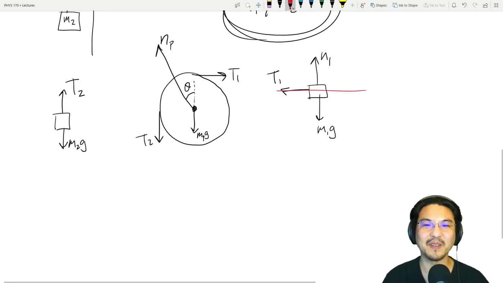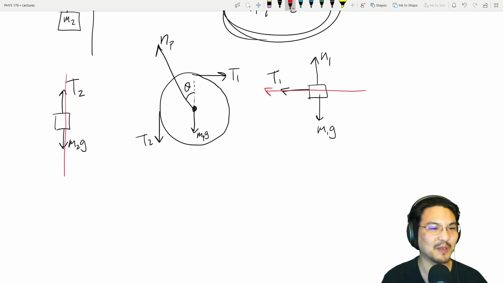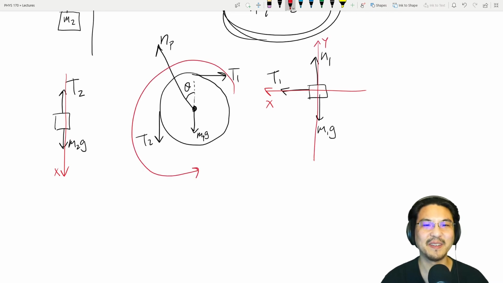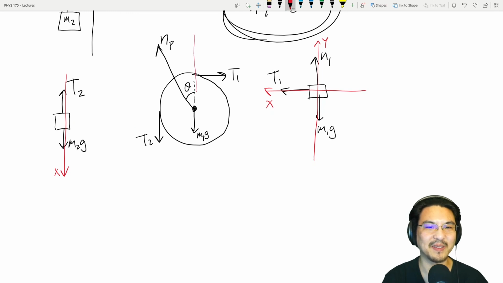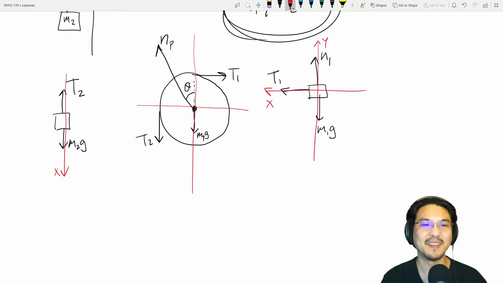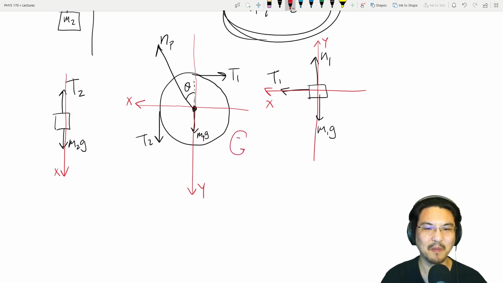So block 1 is going to go this way, and block 2 is going to go this way. So I'll pick a coordinate like that. And then the pulley is going to rotate this way. So I'm going to pick a coordinate system. You can choose the origin wherever you want. I'm going to pick it at the center of mass. And if I want Z this way, then I could pick, for example, X here, Y here, in which case Z would be counterclockwise. So Z would be this way, out of the page towards you.